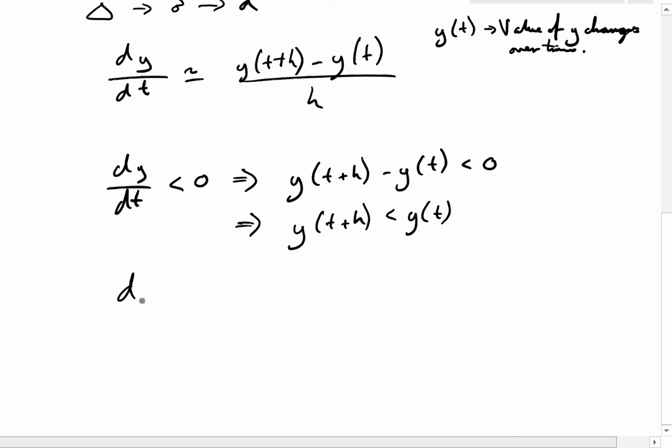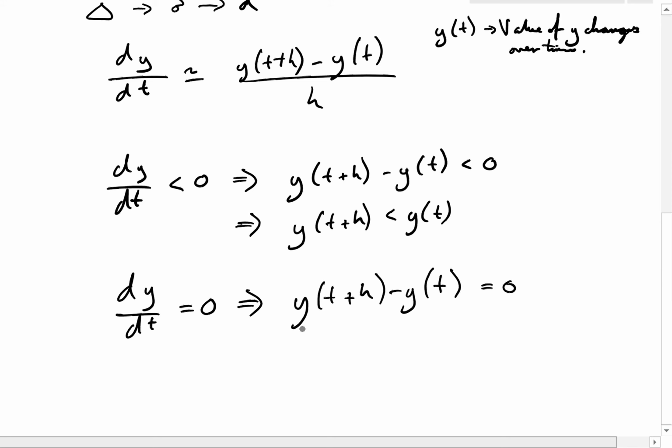All right, let's consider the case when it's equal to 0. So when is it equal to 0? Well, that implies that the top is equal to 0. So y of t plus h minus y of t has got to be equal to 0, which of course implies that y of t plus h has got to be equal to y of t.